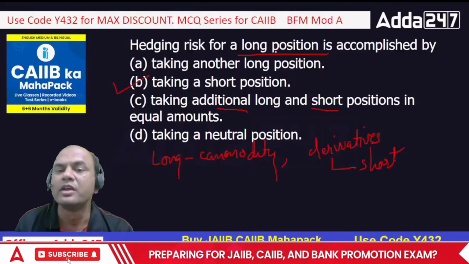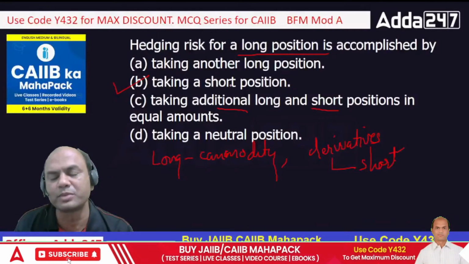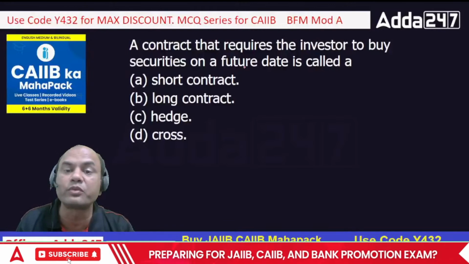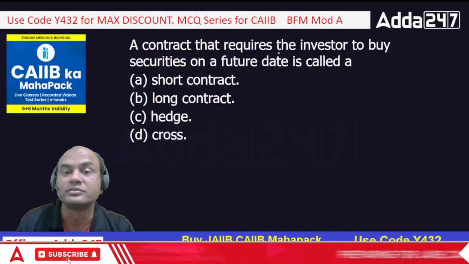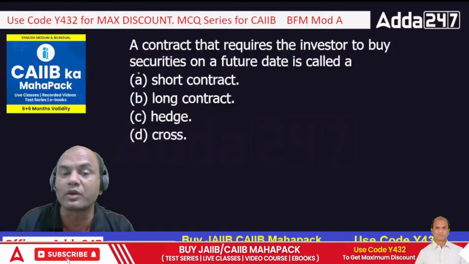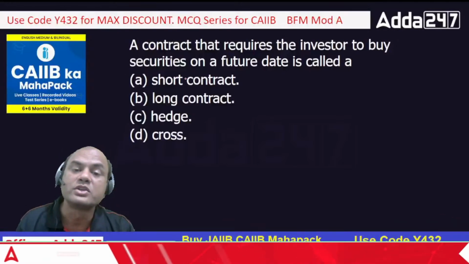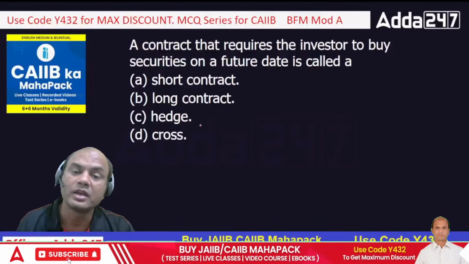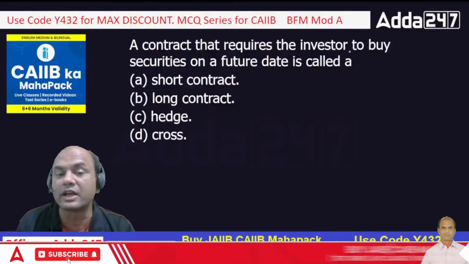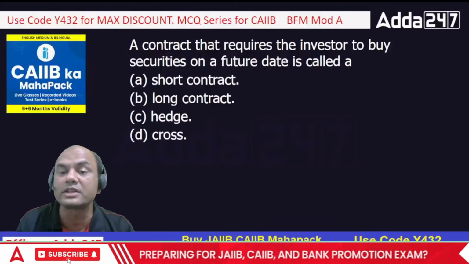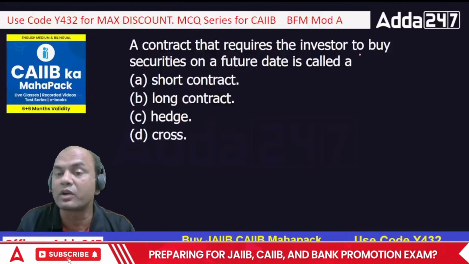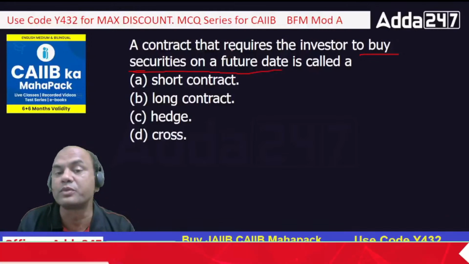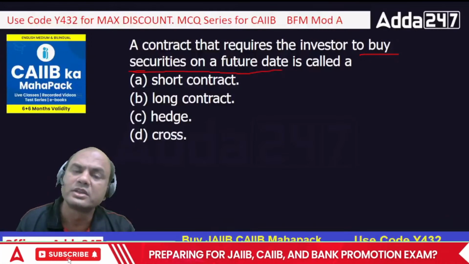Taking the short position. When you are long on any commodity, you have to be short on the derivatives. Okay. A contract that requires the investor to buy securities on the future date. It's called as short contract, long contract, hedge, or cross. Here, that requires the investor to buy the securities on the future date means buying security on the future date. It makes you compulsory to buy that security on the future date.